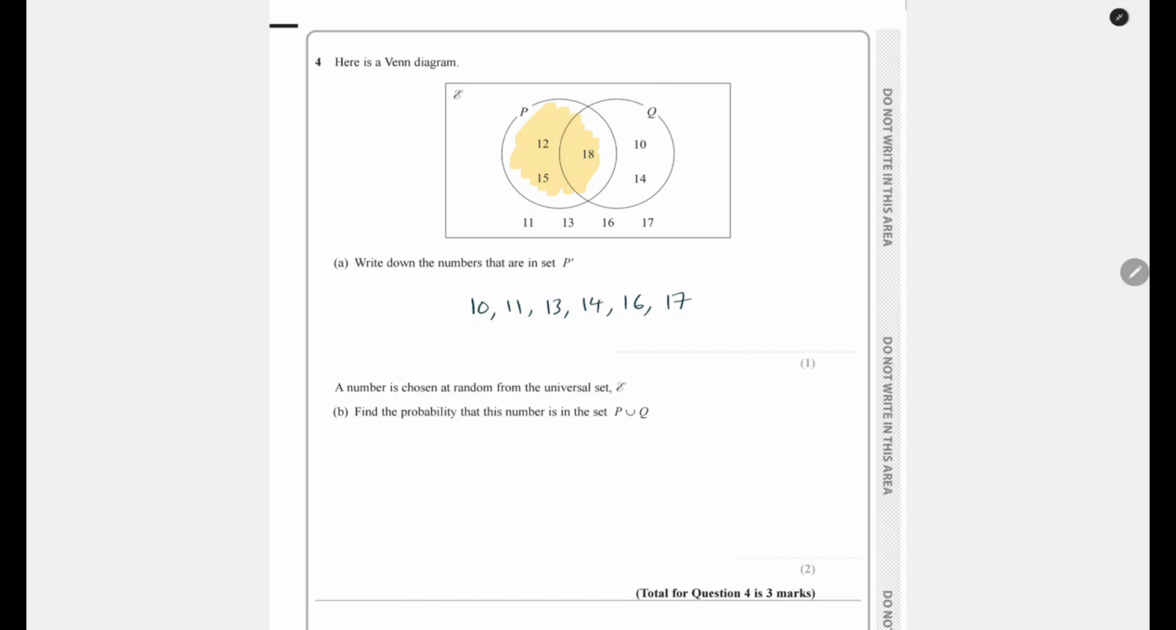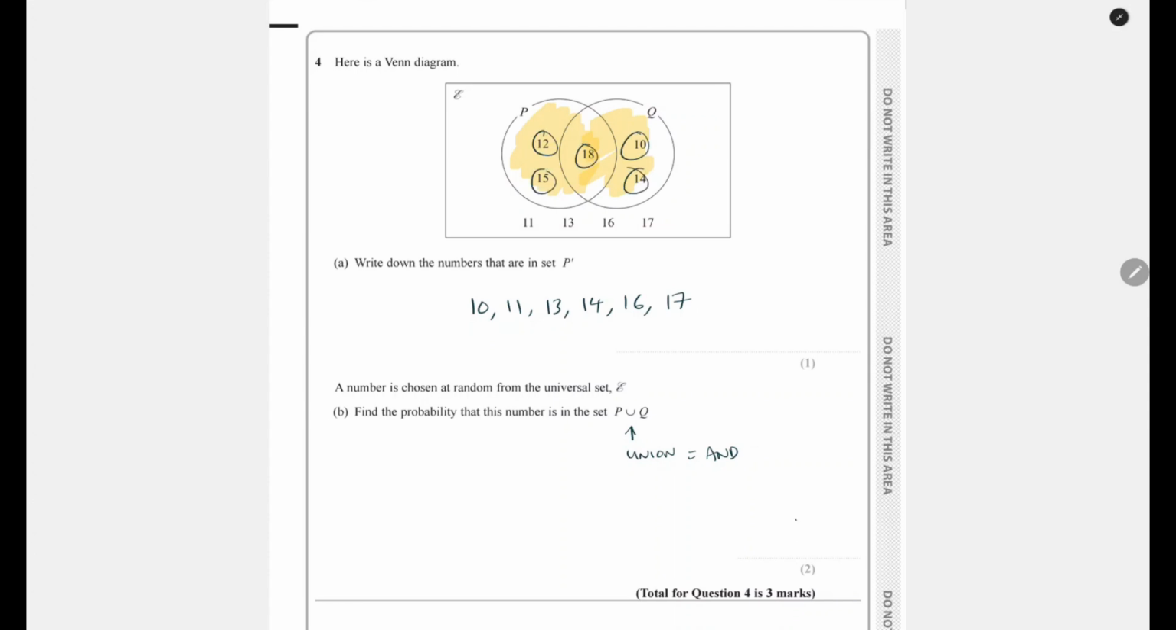Part B says, a number is chosen at random from the universal set. Find the probability that this number is in the set P union Q. So union here means or. So we want to find all the numbers that are in P or in Q. If we look at the highlighted area, that tells us everything that's in P, and then we know that this is everything that's in Q. That is a total of 5 numbers. 1, 2, 3, 4, and 5.